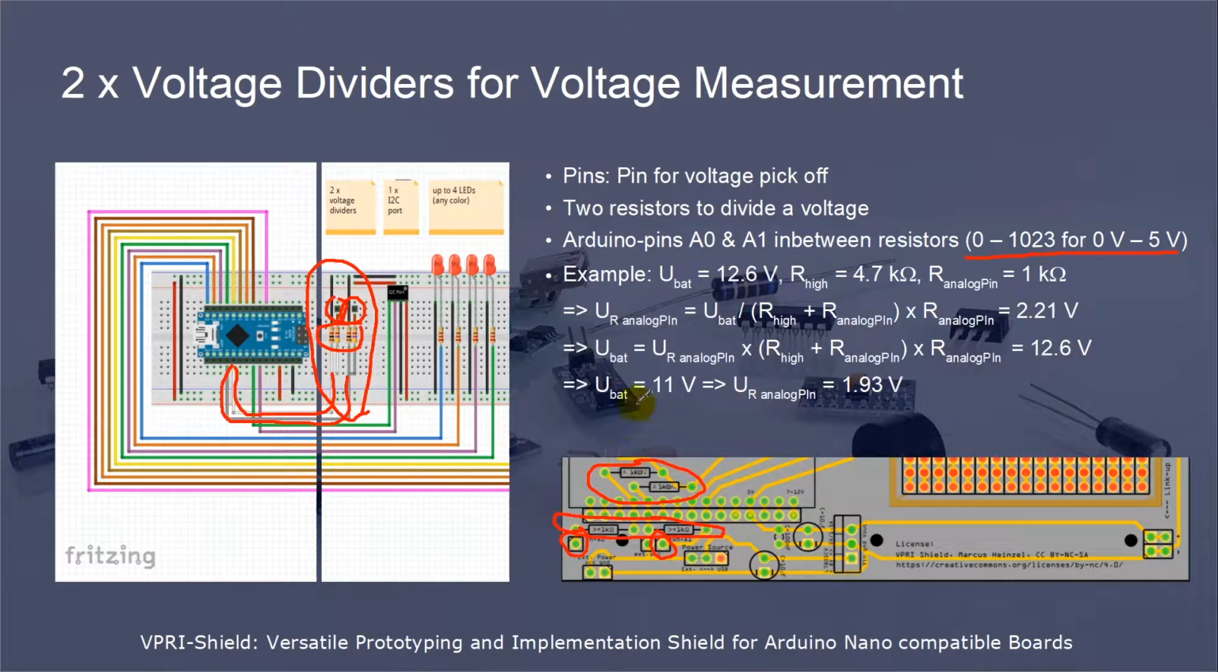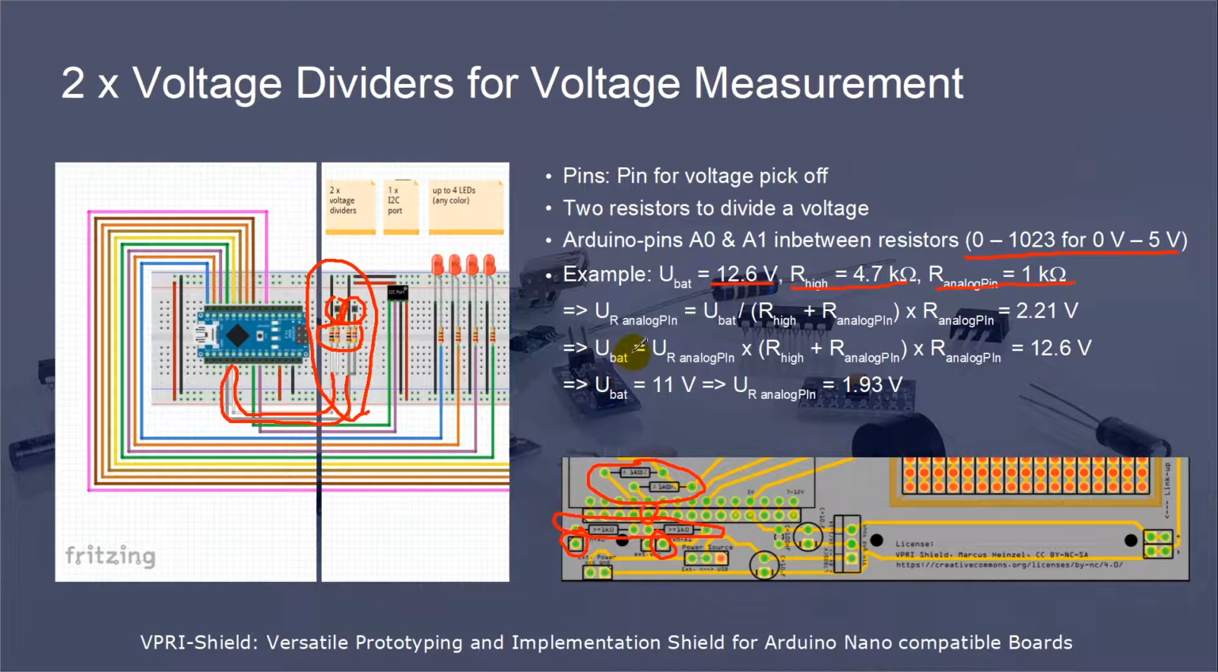Let's go through an example. Let's assume your device is powered by a 3S LiPo battery which has a maximum voltage of 12.6 volts if it is fully charged. This voltage is distributed over 2 resistors. One of the 2 resistors has 4.7 kilo-ohms and the other has 1 kilo-ohm. The voltage over the 1 kilo-ohm resistor is measured by an Arduino analog pin. So what is the measured value in our example?